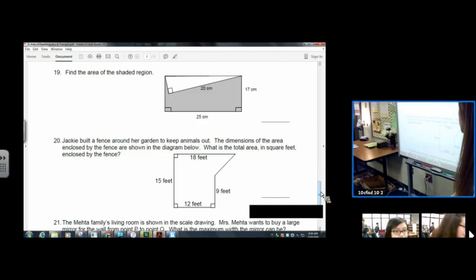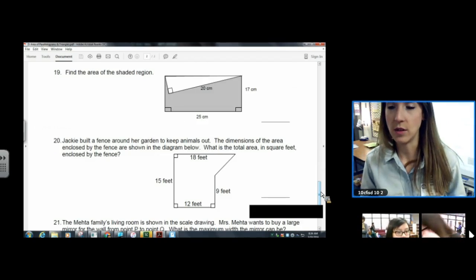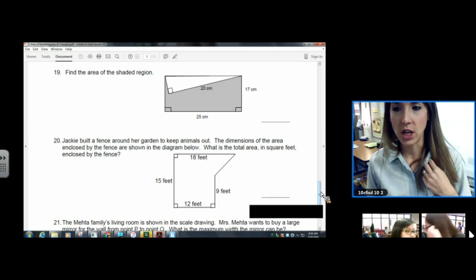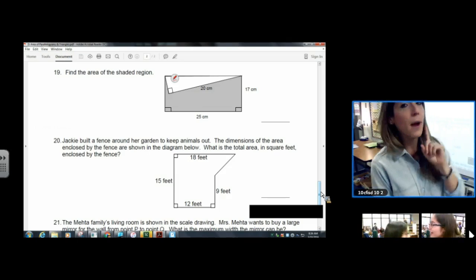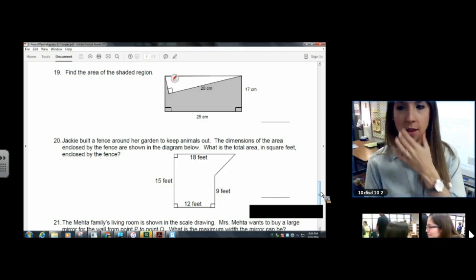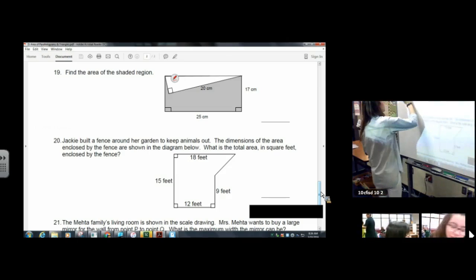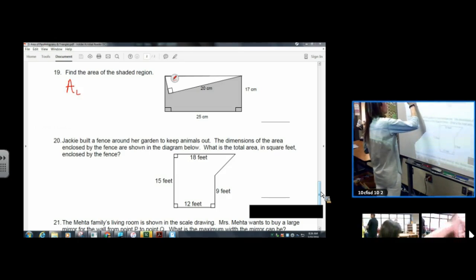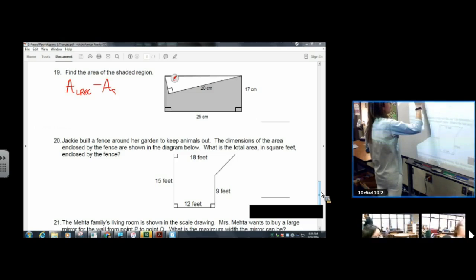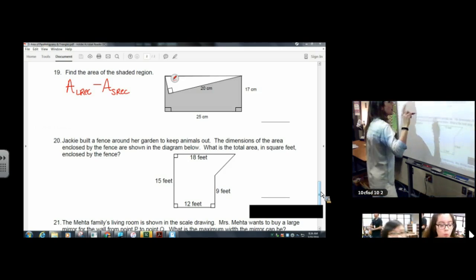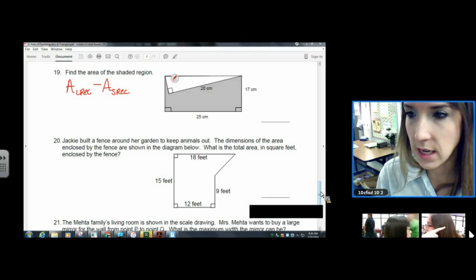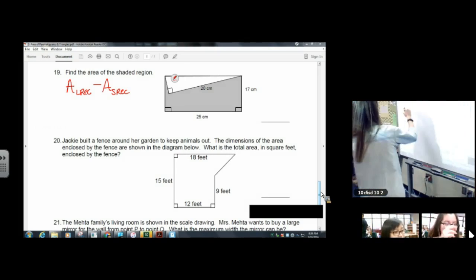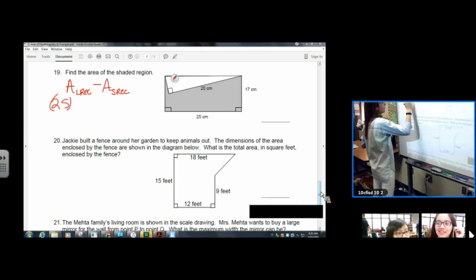You are going to encounter problems like 19 a lot in this unit. Find the area of the shaded region. Every time you need to find the area of a shaded region, you need to begin by writing a strategy. To find the gray area, our strategy is going to be area of the large rectangle minus the area of the small rectangle. All right, we all know the area of the large rectangle. It is 25 times 17. 25 times 17, 425.